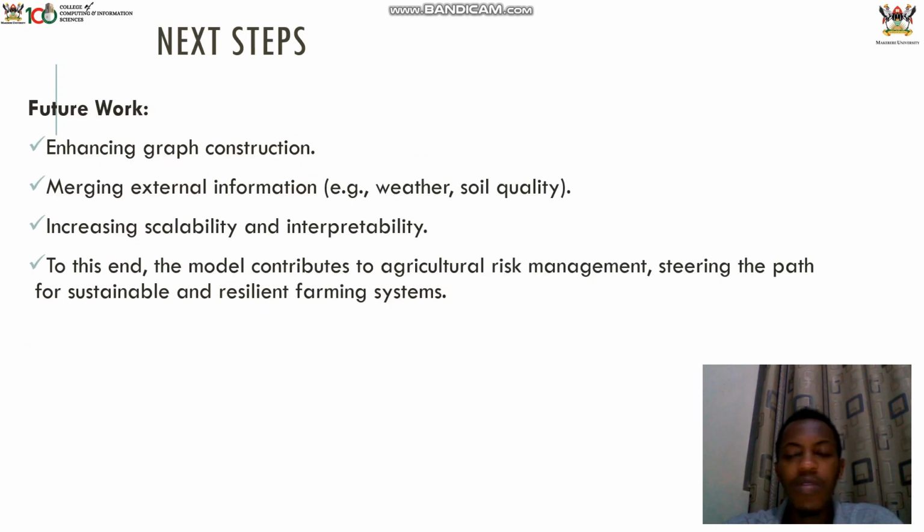So we can talk about the next steps. Looking ahead, our future work will focus on enhancing graph construction, merging external information like weather and soil quality, and increasing scalability and interpretability of the model. This model contributes to agricultural risk management, paving the way for sustainable and resilient farming systems.